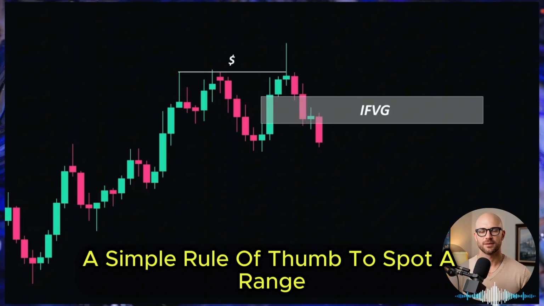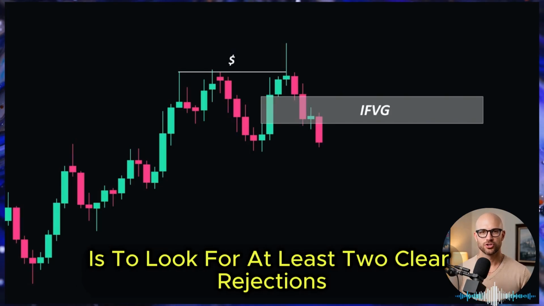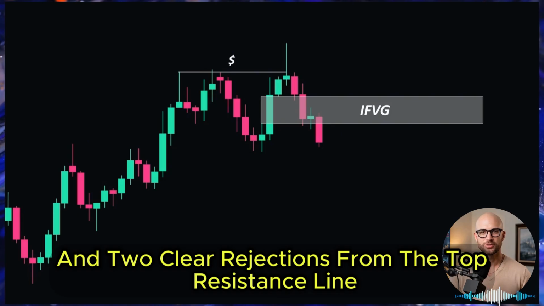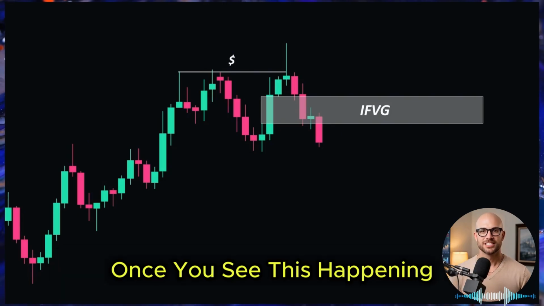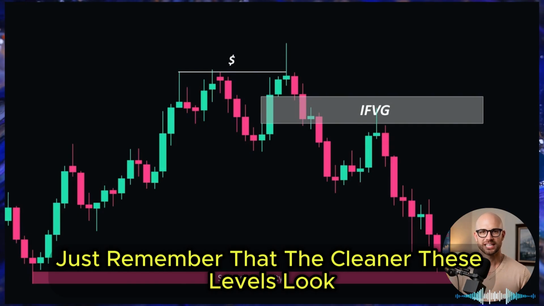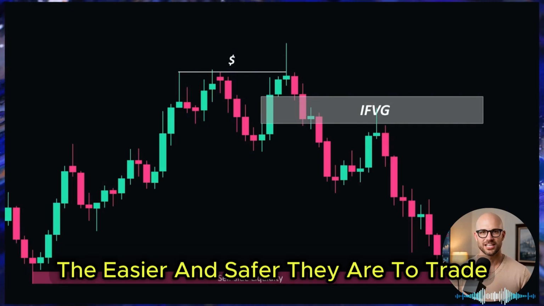A simple rule of thumb to spot a range is to look for at least 2 clear rejections from the bottom support line and 2 clear rejections from the top resistance line. Once you see this happening, you can safely say the market is moving sideways. Just remember that the cleaner these levels look, the easier and safer they are to trade.